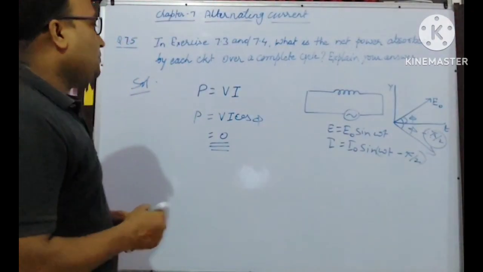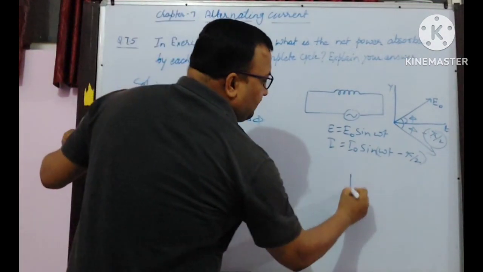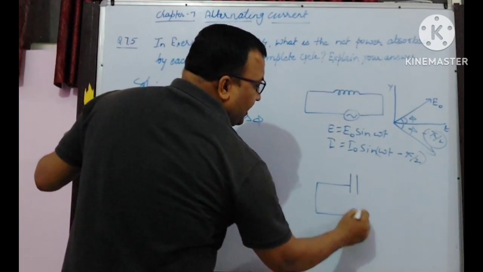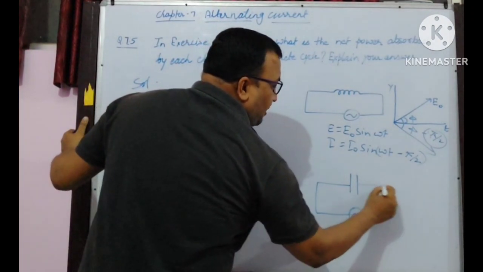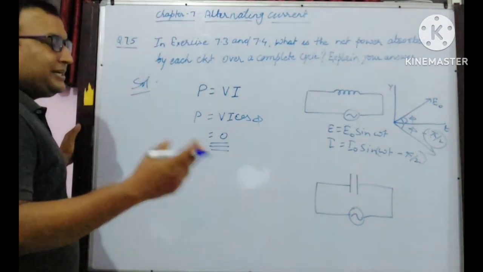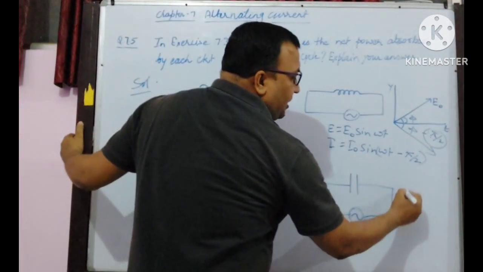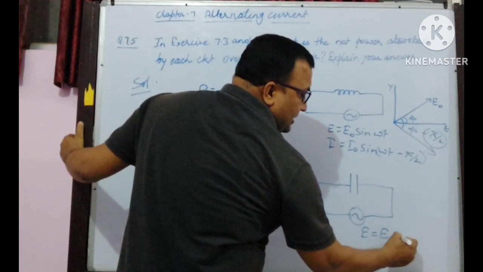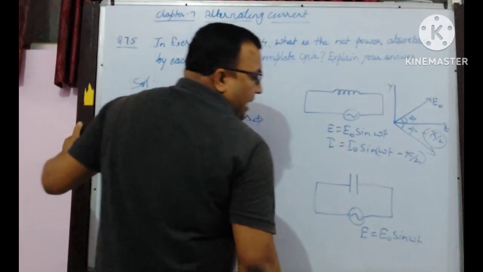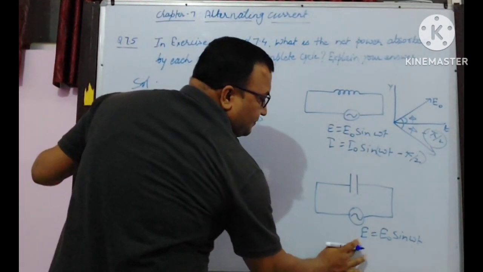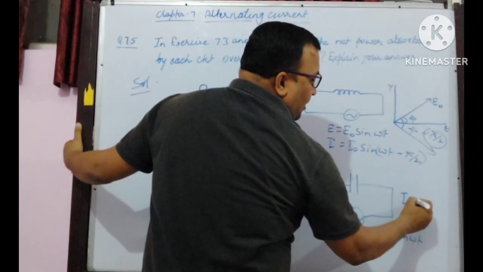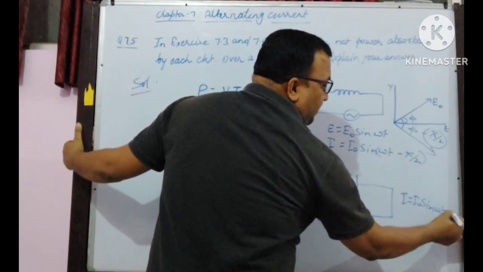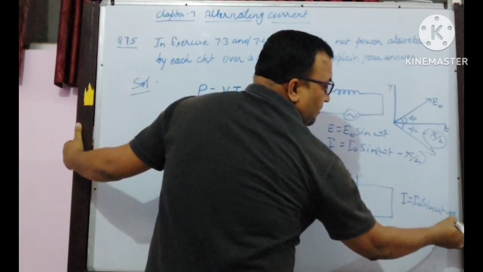Same thing we are going to observe in a capacitor also. Suppose one capacitor is there and going to connect with the AC supply. So when they are going to connect the AC supply, you have the idea. What is the result? E equal to E0 sin omega t. And what is the value of I we are getting? I equal to I0 sin omega t plus pi by 2.